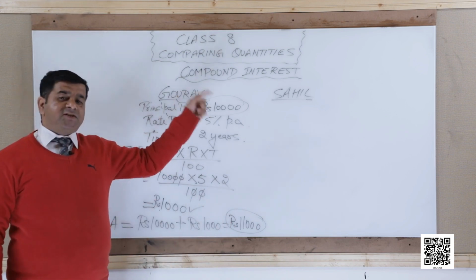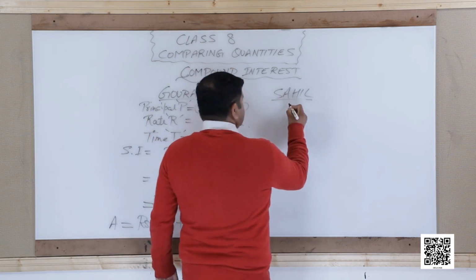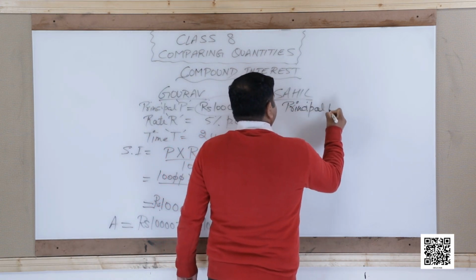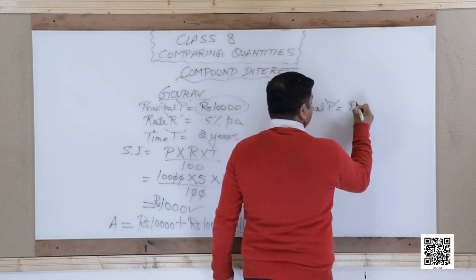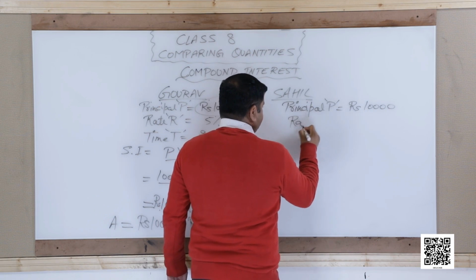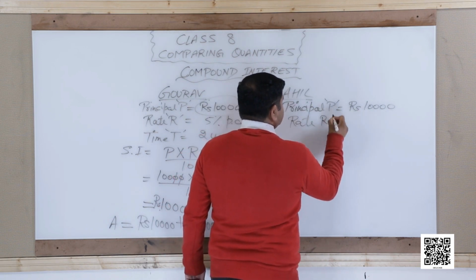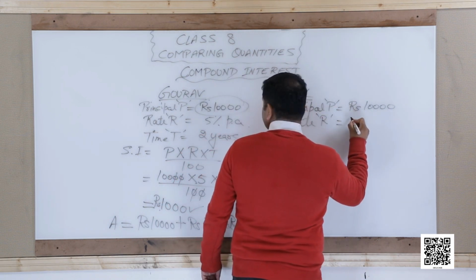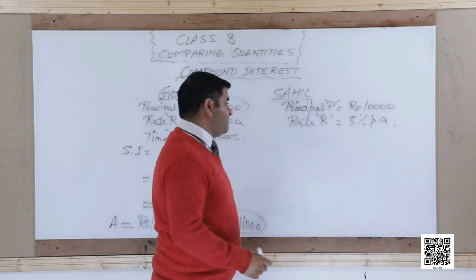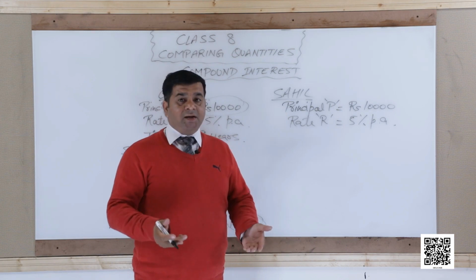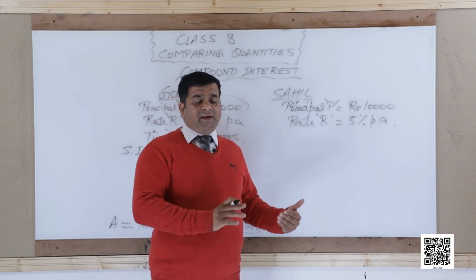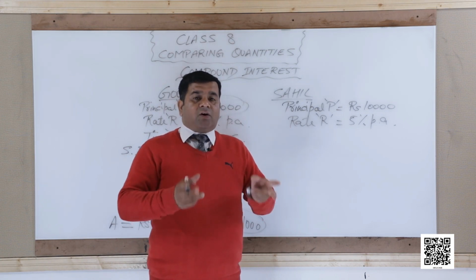Now let's see what Sahil did. Sahil also deposited rupees 10,000. So his principal P will be rupees 10,000. The rate of interest R was the same, that is 5% per annum. Per annum means per year. Interest is also calculated half yearly and quarterly, that is 2 times a year or 4 times a year.